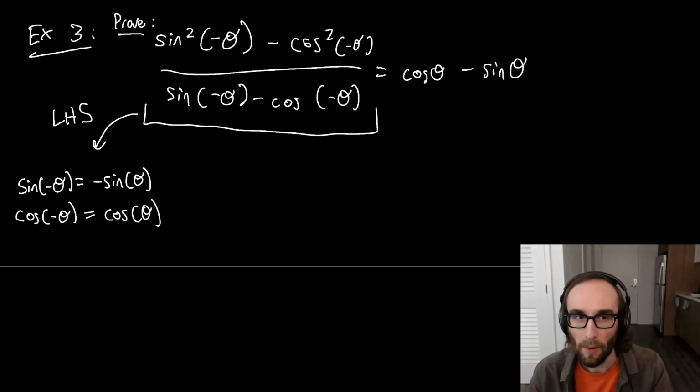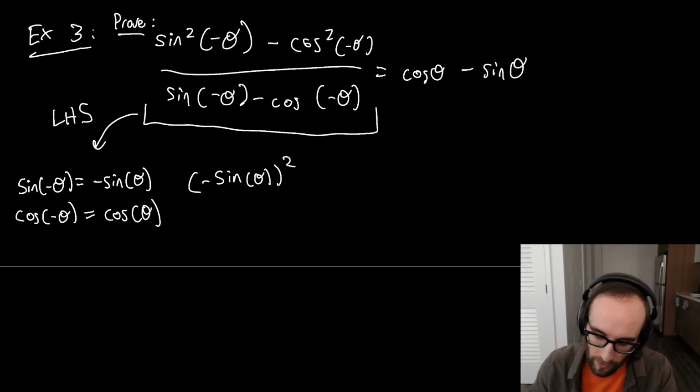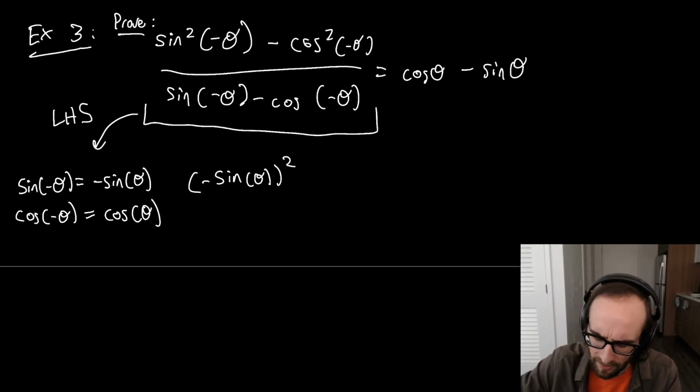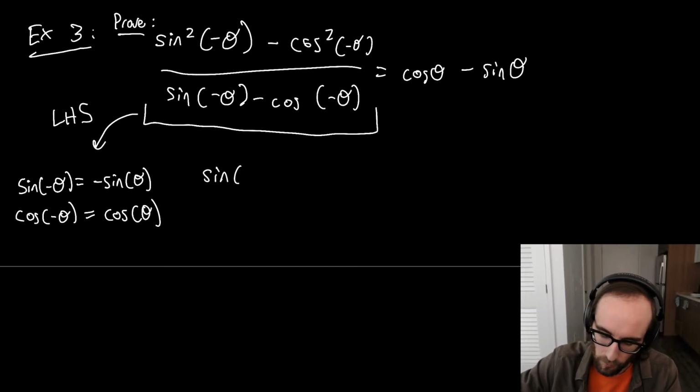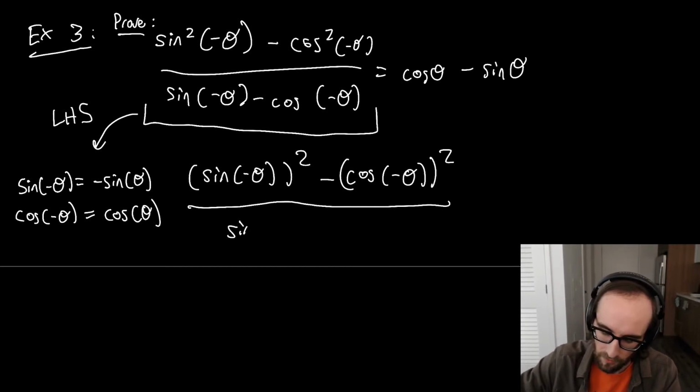So even and odd properties. So what we can do here is replace, instead of sine squared of negative theta, we actually have negative sine of theta squared. So I replace sine of negative theta with negative sine. And actually, I'm going to write out this step just to make it a little bit more clear. Here we have sine of negative theta squared. So it can be a little confusing with the 2 in front of the sine. Here we have cosine of negative theta squared in the same denominator.